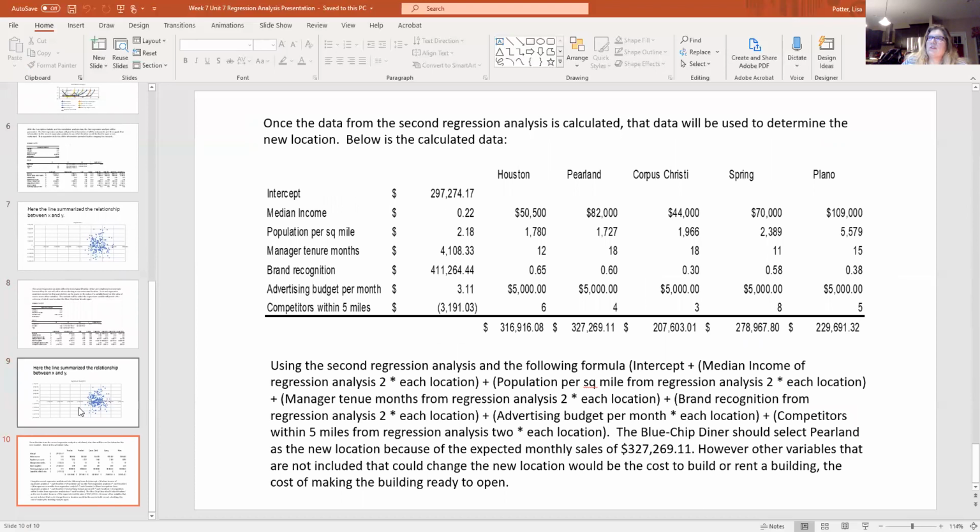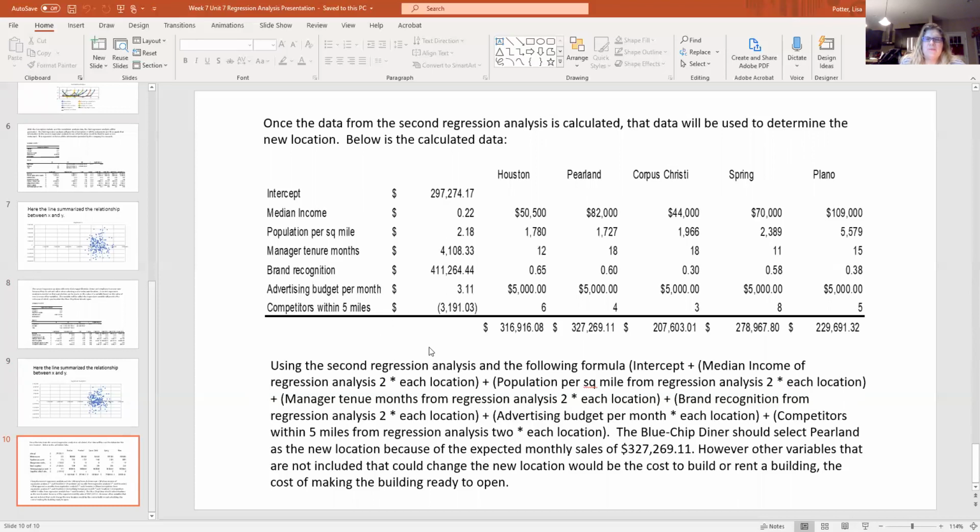And lastly, once the data from the second regression analysis is calculated, that data will be used to determine the new location. Below is calculated data based on the intercept, the median income, population per square mile, manager tenure months, brand recognition, advertising budget per month, competitors within 5 miles. This first column is the numbers based on our regression analysis too.